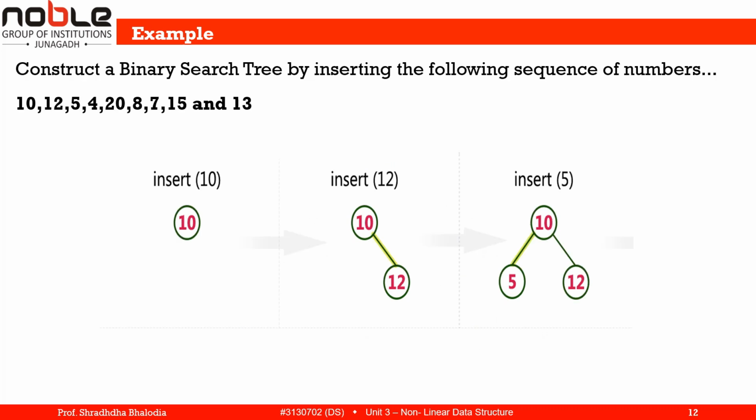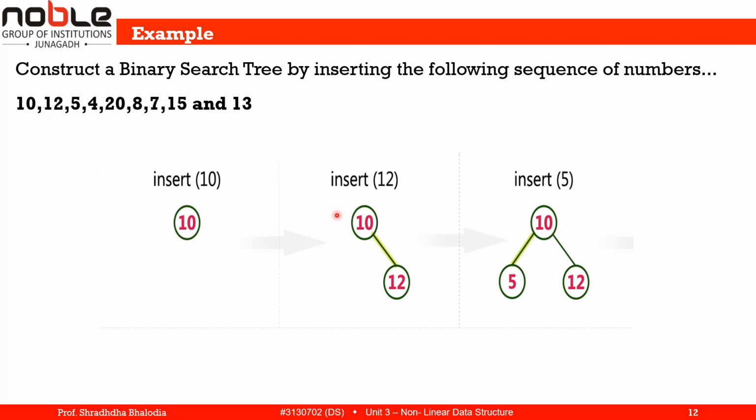Now we take one example with a sequence. Construct a binary search tree by inserting the following sequence of numbers. We need to add this sequence into a binary search tree, so we start step by step. The first one is to insert 10. When we insert 10, it is considered the root node, because the first element is considered the root node. So 10 is the root node.